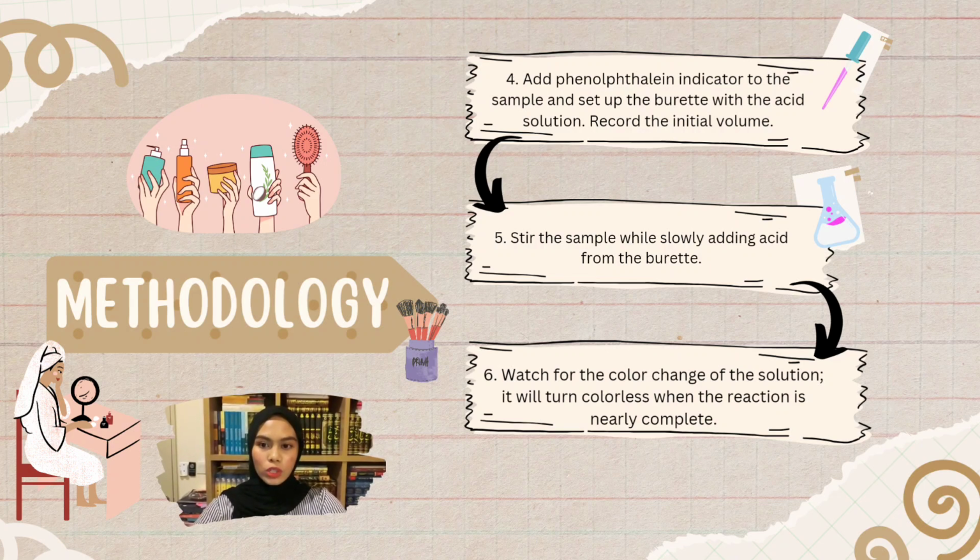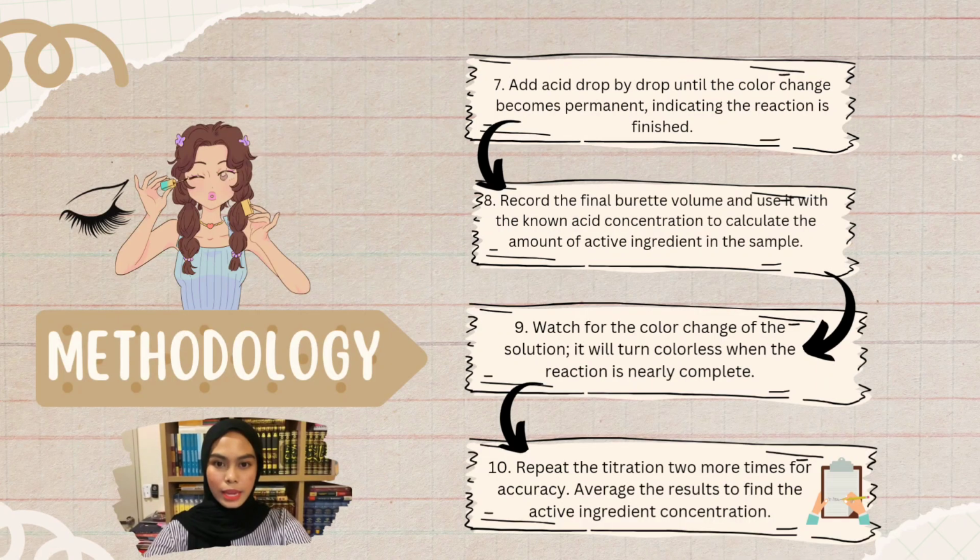We also must watch the color change of the solution. It will turn colorless when the reaction is nearly complete. Now, add acid drop by drop until the color change becomes permanent, indicating the reaction is finished. After that, record the final burette volume and use it with the known acid concentration to calculate the amount of active ingredient in the sample.